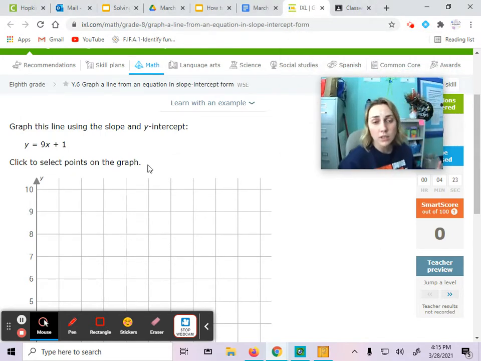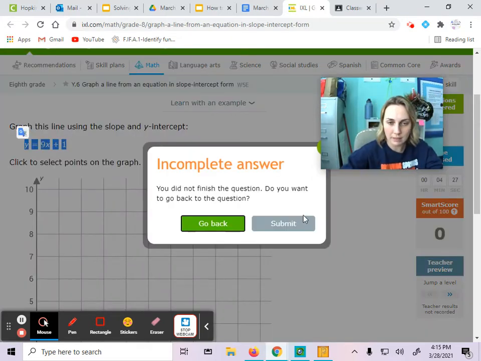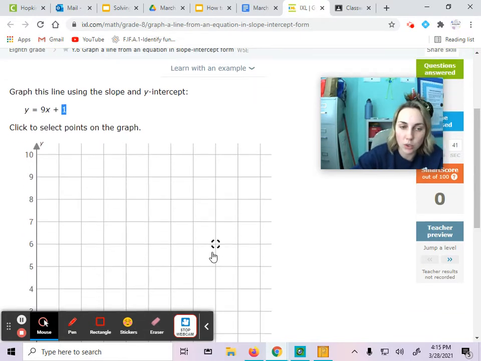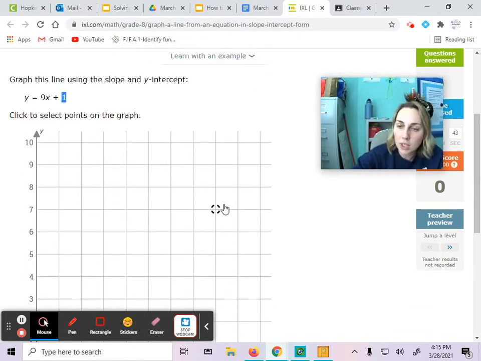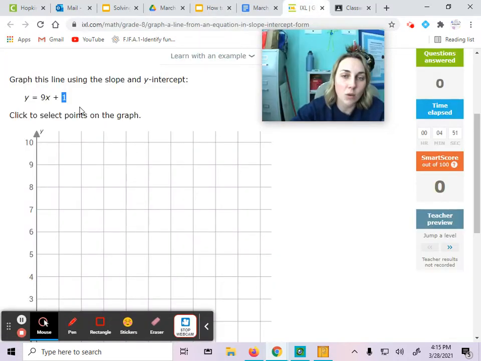All right, so according to your notes, here's our line. It's in slope-intercept form, so that means the slope is going to be this number right here. It's going to be 9, and the y-intercept is going to be 1, and we need to make a line based off of this. Well, according to your notes, you have to plot the y-intercept first. The y-intercept is your b value, remember? So it's going to be at the very end of the equation. So if I come back to this IXL, my 1 right here is my y-intercept.